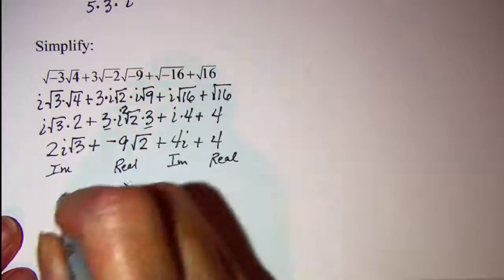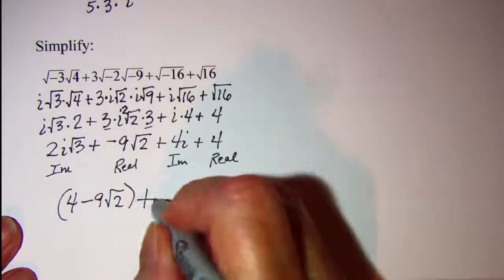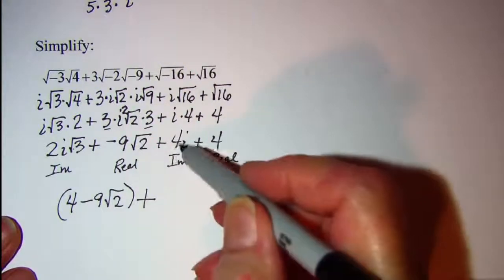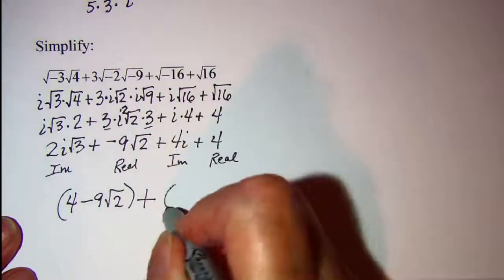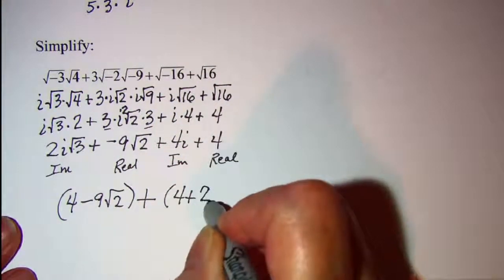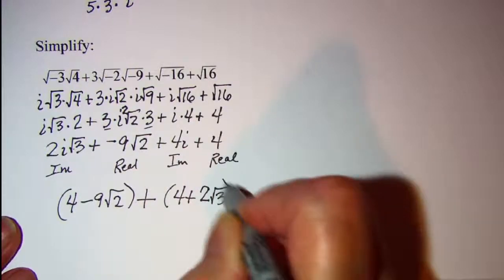This is my real part, plus, and then my imaginary part, I'm going to factor the i out. So I'll have 4 plus 2 root 3 i.